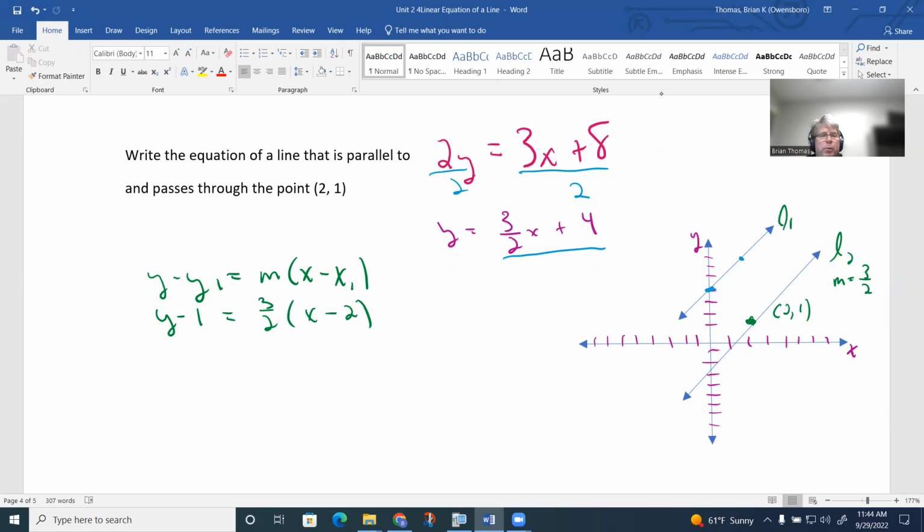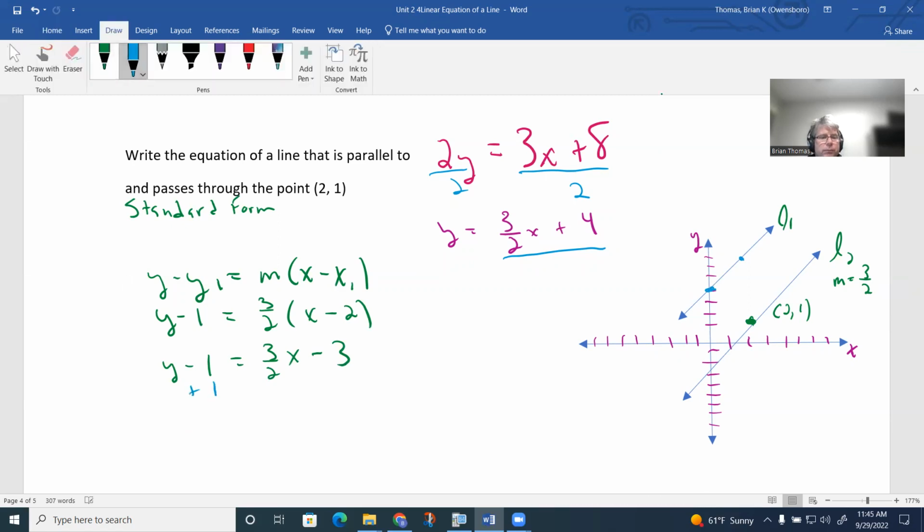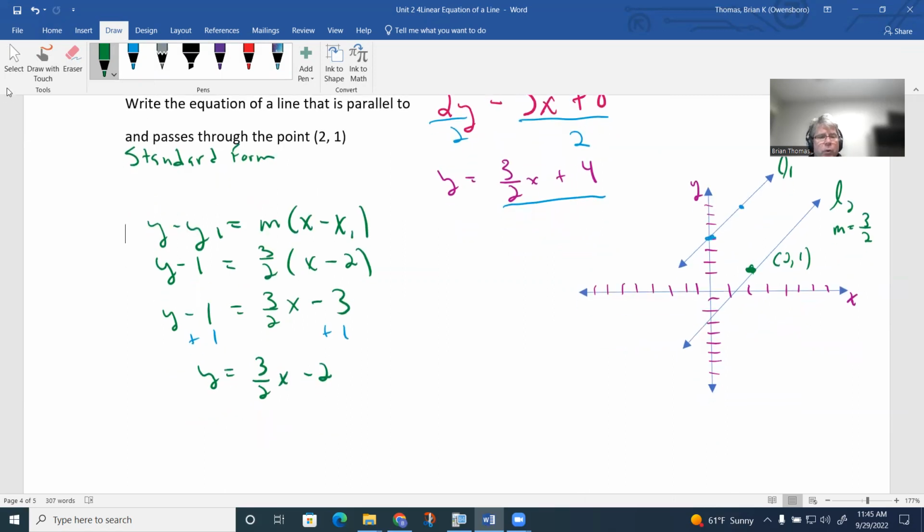So let's see if we can write this equation in standard form. We want to remove the parentheses over here. So that's y minus 1 equals 3/2 times x, which is 3/2 x, and then 3/2 times this 2, the 2's will divide out and give you just this minus 3. If I add 1 to both sides of the equation, that gets y by itself. So now we have y equals 3/2 x minus 2.